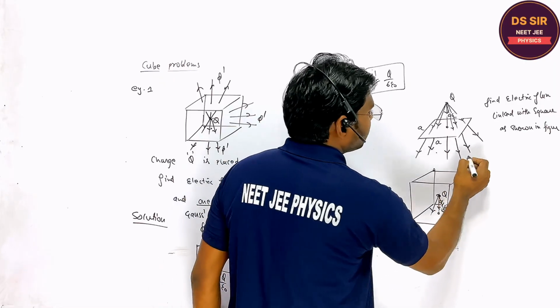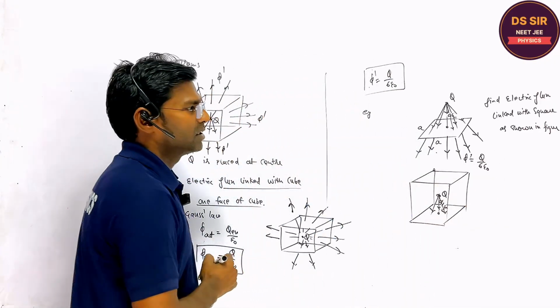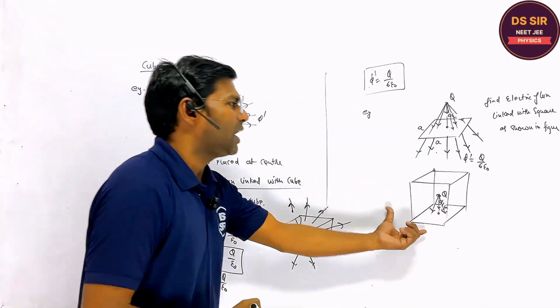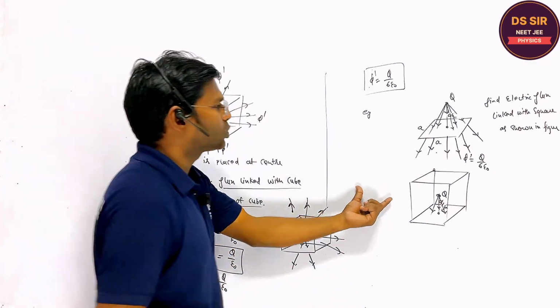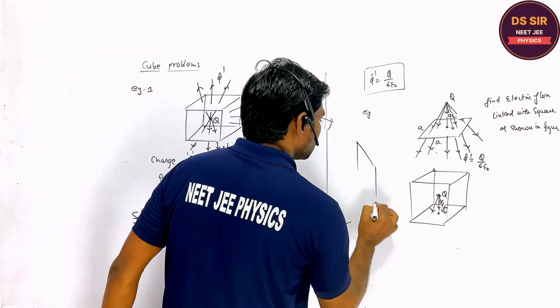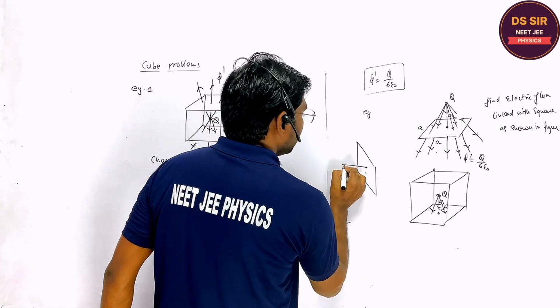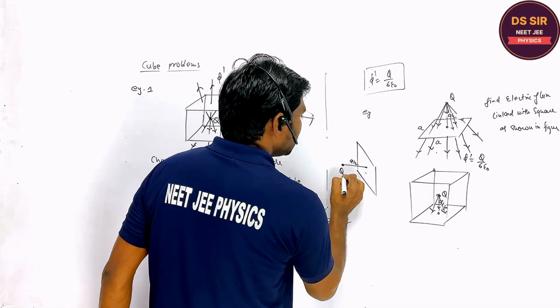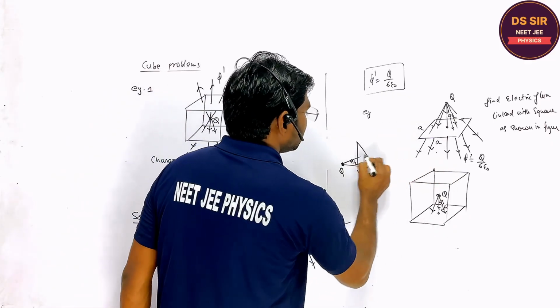The flux linked with one face is nothing but q upon 6 epsilon naught. Is it clear or not? So they will ask the question in this way. They will not give the cube, rather they will give a square. They will give the square of side a, and from its center at distance a by 2 the charge q is placed. Now you have to find the electric flux, right?